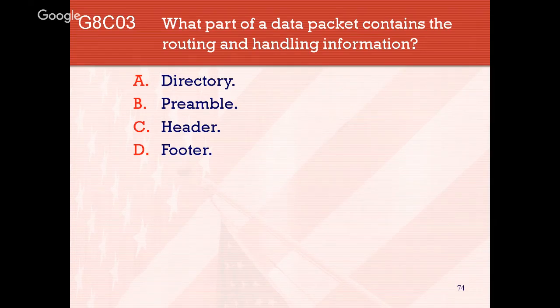What part of a data packet contains the routing and handling information? Think about this, because it's not the directory or the preamble or the footer. It's always the header information that contains the routing and handling information of a data packet. What's contained in the header?